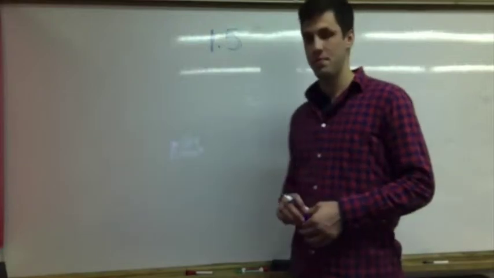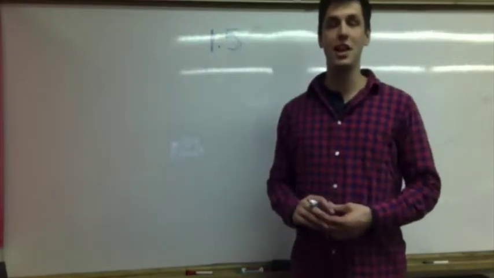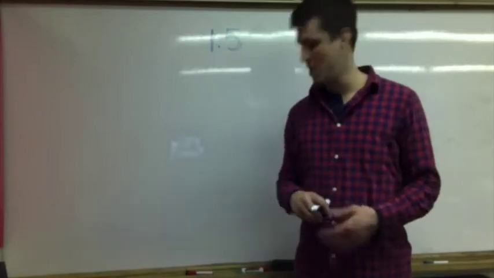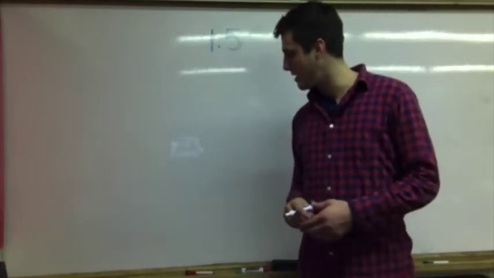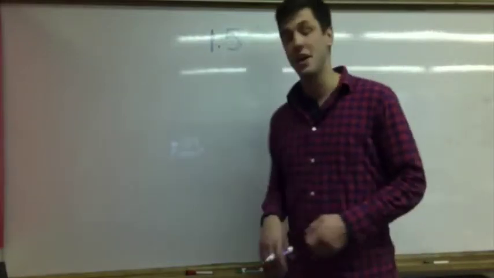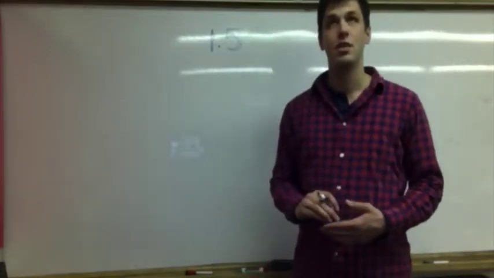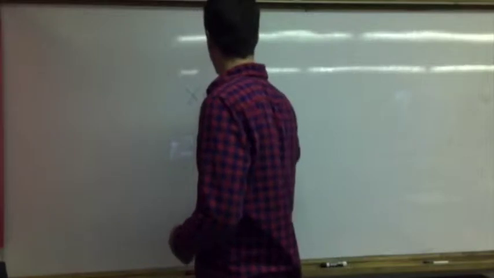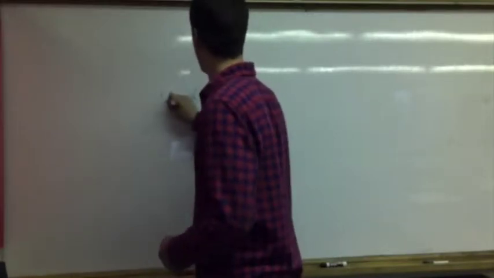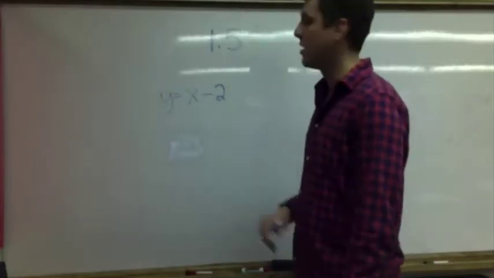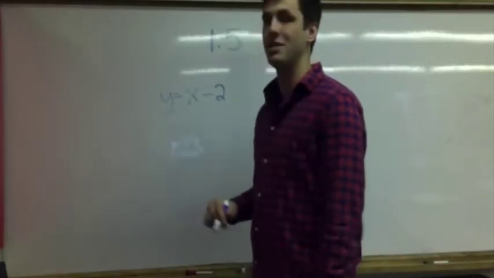Independent variables. Those are variables that you can change. Independent means variables that you can change. And then dependent variables, I apologize. So dependent variables are variables that are unknown. And so, for example, suppose we have an equation y equals x minus 2.